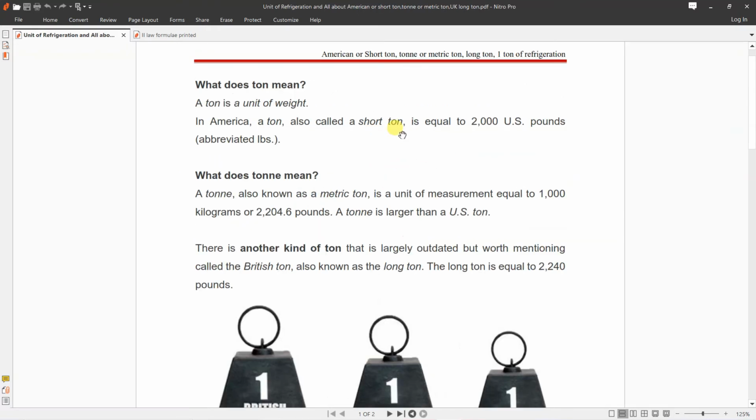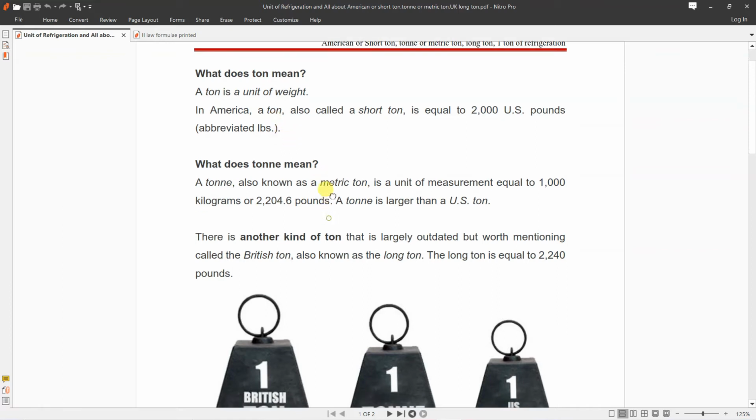So we'll see this now. What do you mean by, what does a ton mean? Okay, so now here you have to just see the different spellings of ton. So this spelling is TON. So ton is a unit of weight. Okay, now there are three different types of tons. So you should be clear with this.